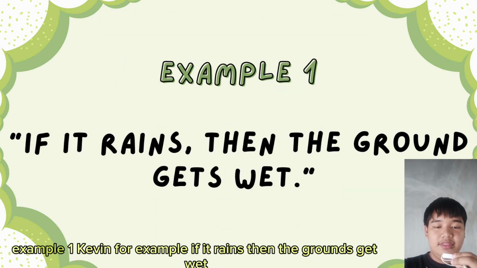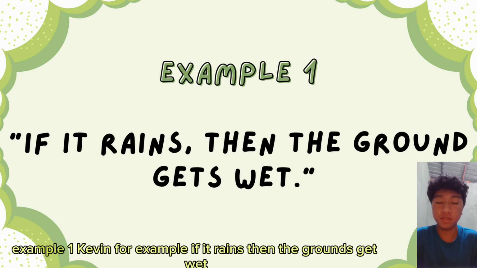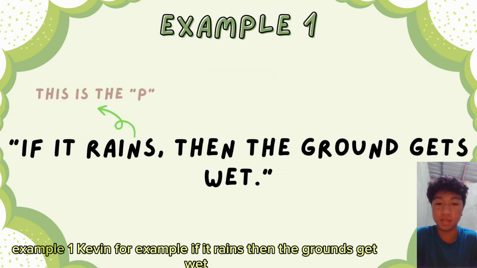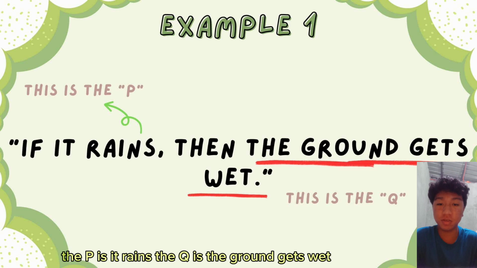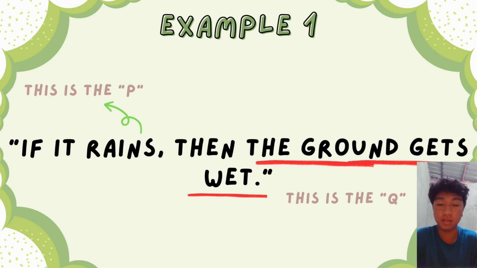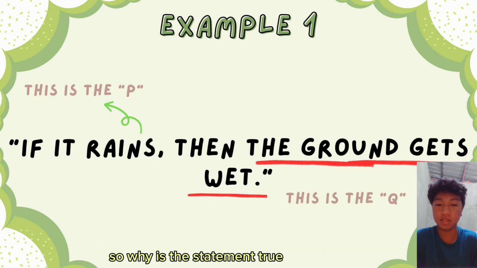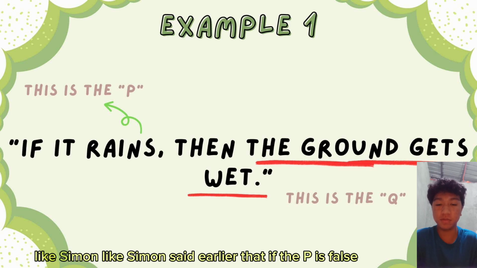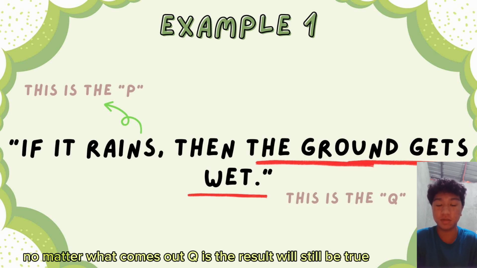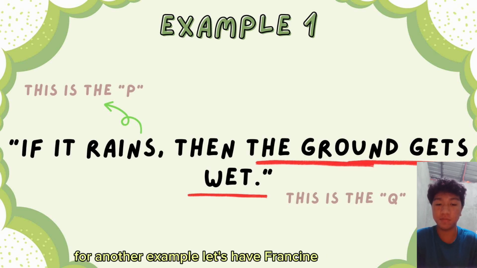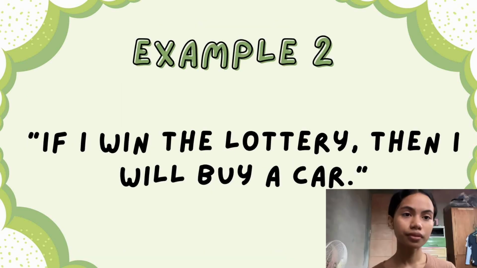Example 1. For example, if it rains, then the ground gets wet. The P is it rains. The Q is the ground gets wet. This statement is generally true, however it will be false if it rained but the ground didn't get wet. So why is the statement true? Like Simon said earlier, if the P is false, no matter what the result of Q is, the statement will still be true.